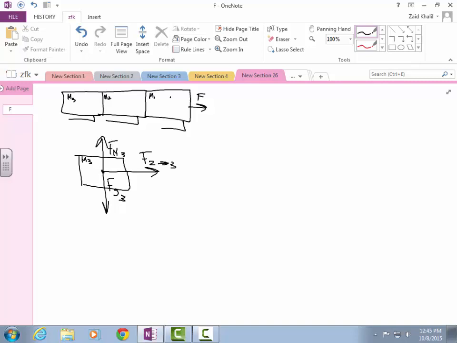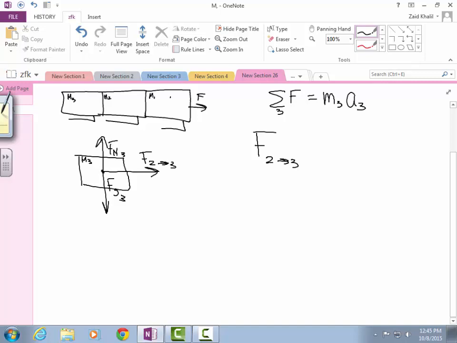So what do we have here? Well, what's the net force acting on this third car? That's right, F2,3. And what does that equal to? So the net force on car 3 is equal to what? What M? Oh, M3. M3, A3. And what can you say about A3, A2, and A1? That's right. Why?